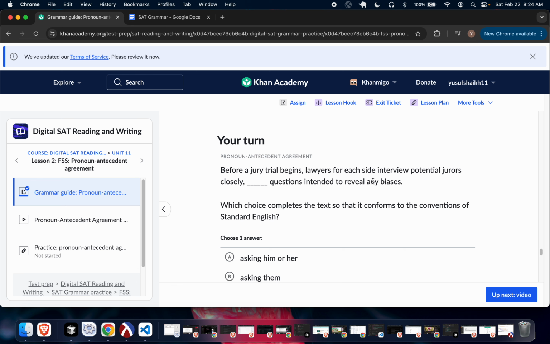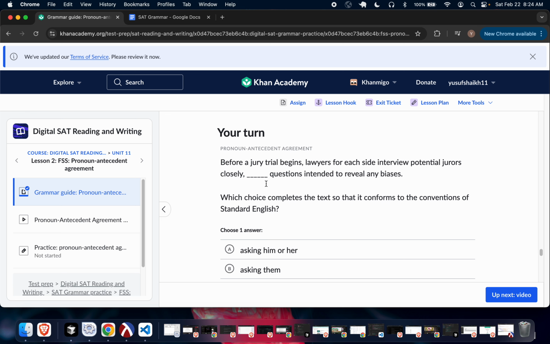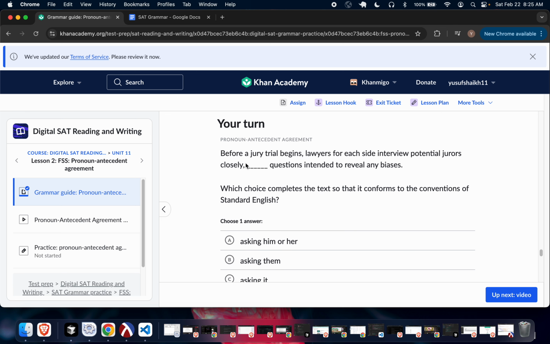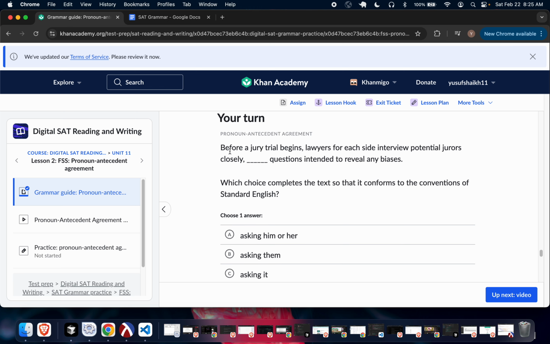Before a jury trial begins, lawyers for each side interview potential jurors closely. Blank questions intended to reveal any biases. So you can see that all these verbs are pretty much the same, except for this one, but we can see that the pronouns in these cases are all different. In this case we have him or her, this case we have them, this case we have it, this case we have him or her, right? So let's look at this sentence again.